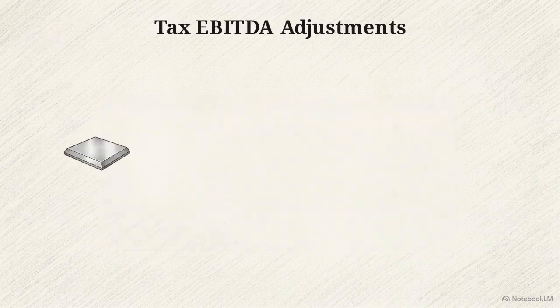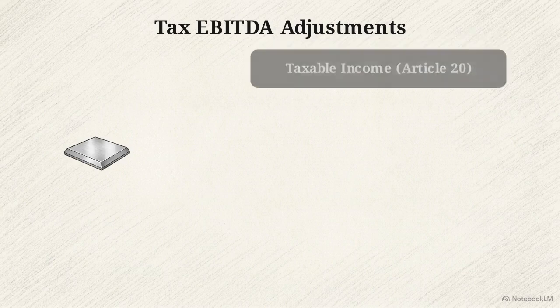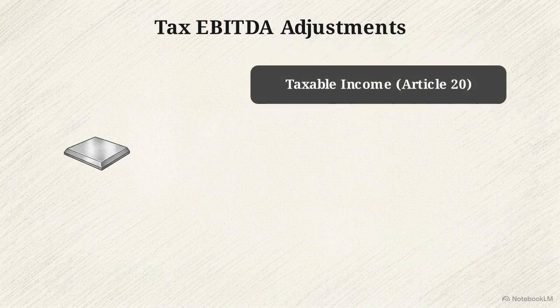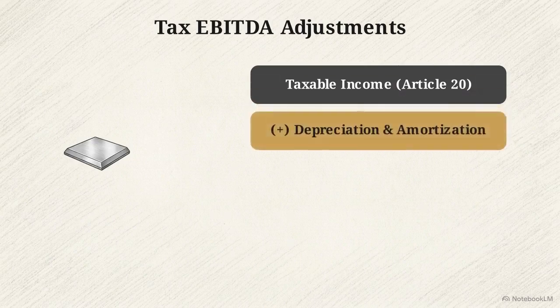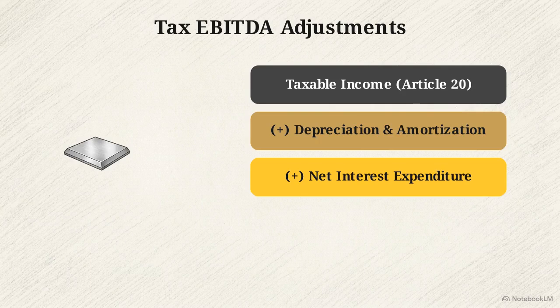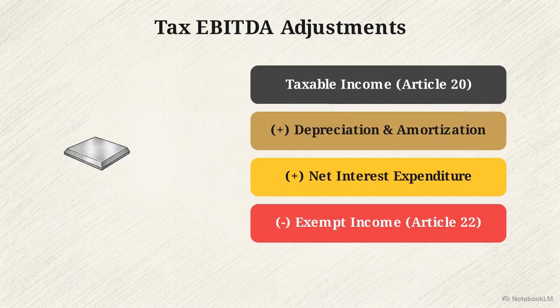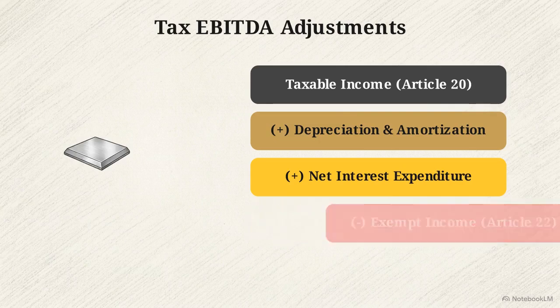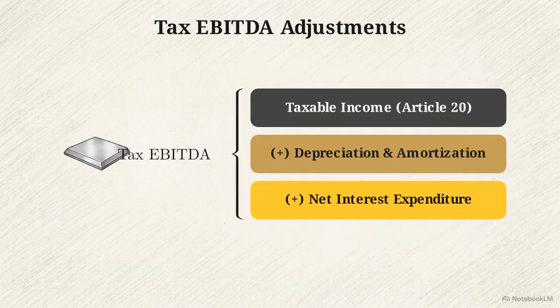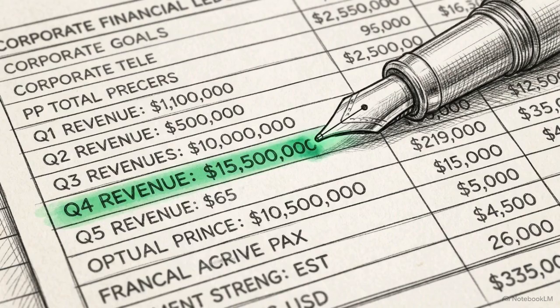Tax EBITDA is a statutory figure that requires specific adjustments to ensure it reflects the entity's taxable economic capacity in the UAE. The calculation starts with the taxable income computed under Article 20, adding back standard depreciation and amortization expenditures. Next, we add back the net interest expenditure itself for the relevant period. Then we apply a critical subtraction, removing any exempt income identified under Article 22 from the running total. This prevents a company from using non-taxable revenue streams to artificially inflate its base borrowing capacity.